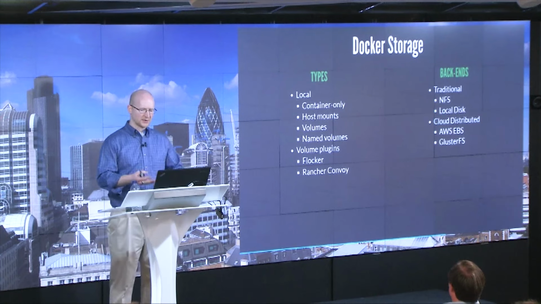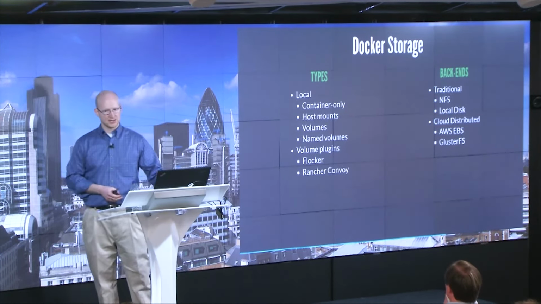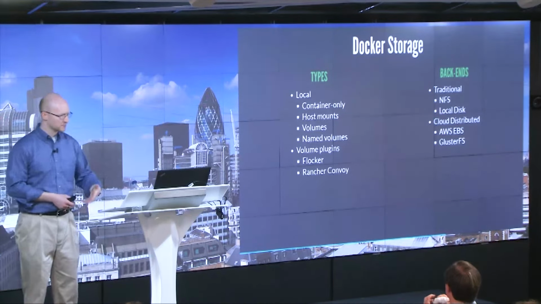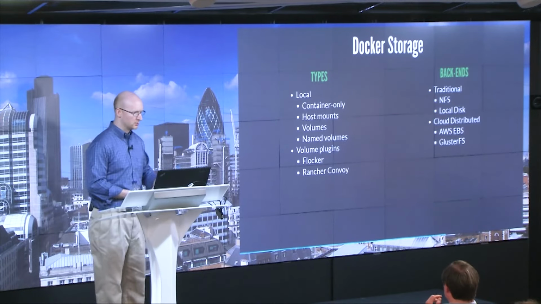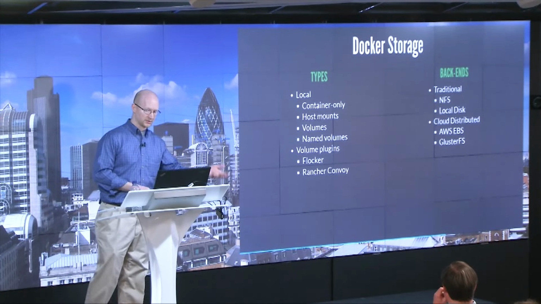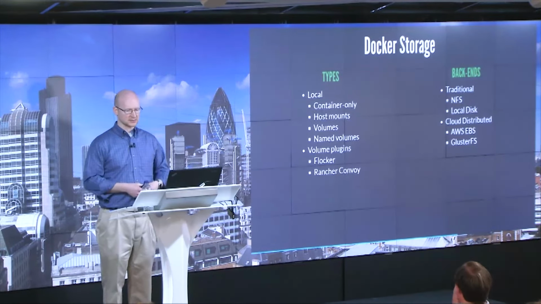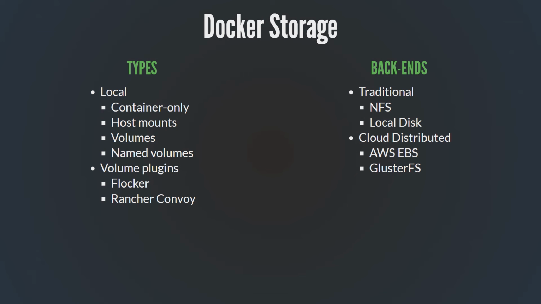For some of these, there's different backends that you can choose. For example, if you mount a directory from the host, that could be stored locally on the host, ext, ZFS, whatever sort of storage you have there. You could be on NFS. It could be mounted from some other location. But then there's also the ability for some of these solutions to use cloud solutions, such as AWS Elastic Block Store. And then the one I'm going to be demonstrating today is GlusterFS, using a Rancher Convoy plugin for Docker.